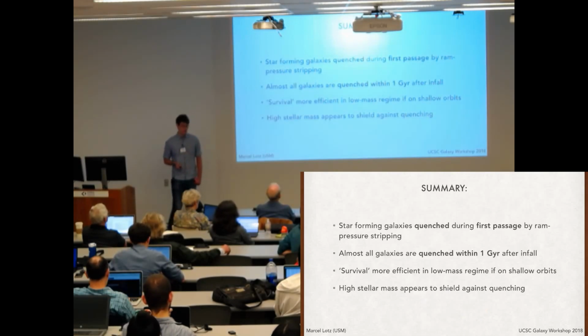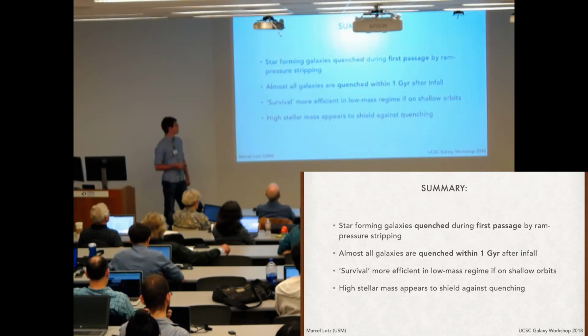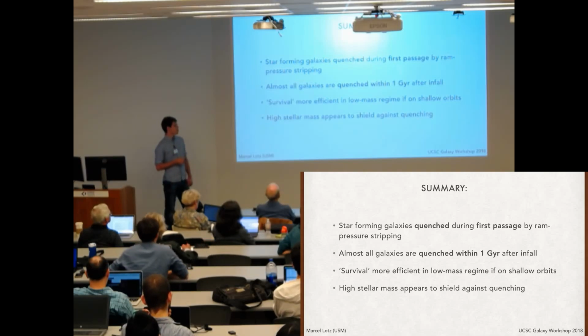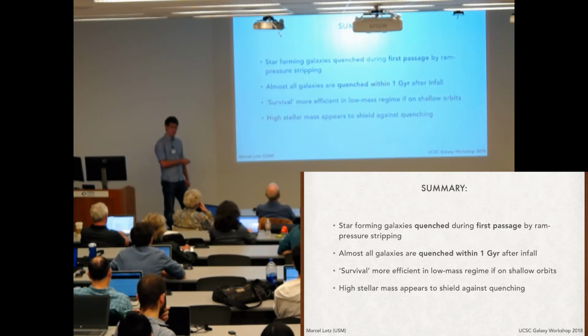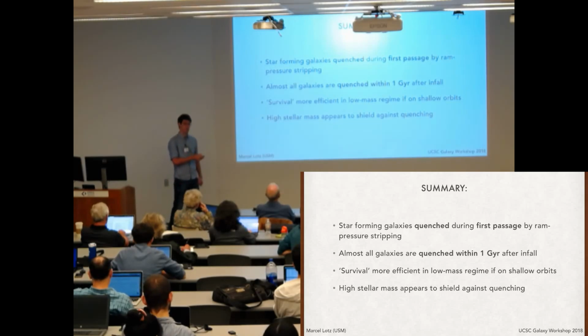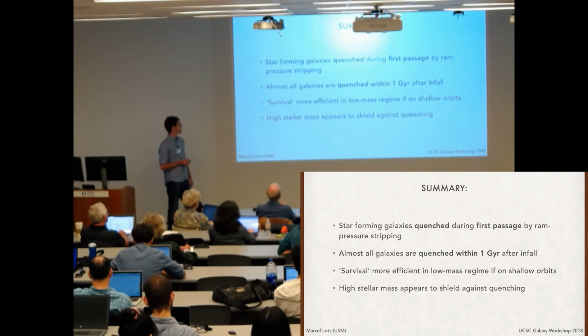And that already brings me to my conclusion. There are 4 main points. Star-forming galaxies are quenched during their first passage, most likely by ram pressure stripping once they fall into the cluster. And there are other effects in the outskirts that I haven't gone into during this talk. But once they fall into the cluster, the dominant quenching mechanism is ram pressure stripping. Almost all galaxies are quenched within 1 gigayear.